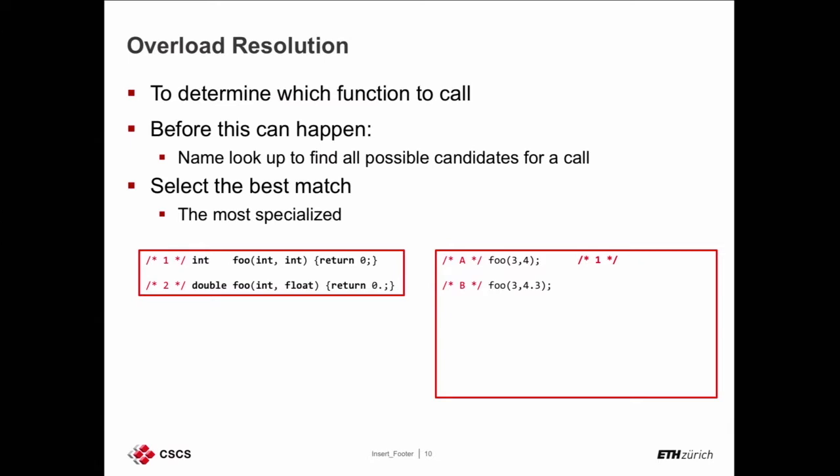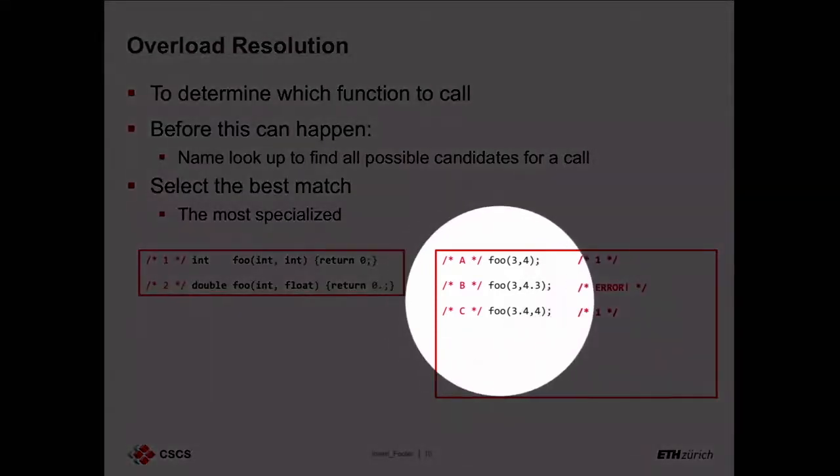Again, you need to convert both of them. So you need to convert the double to the float and the integer, so you have an error again, because it has to convert both. In this case, you go to the first one, because the 4 doesn't have to be converted.